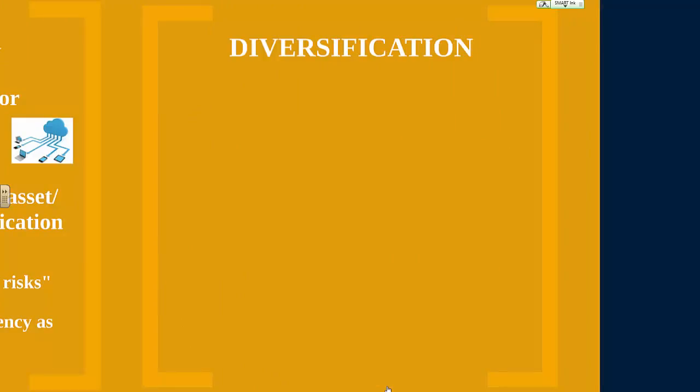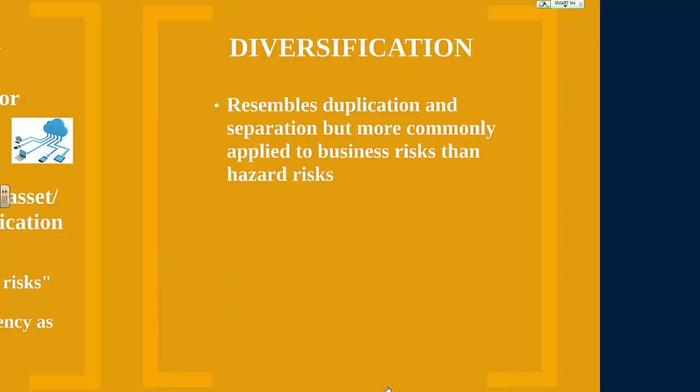Next is diversification. Diversification resembles duplication and separation, but it's more commonly applied to business risks rather than hazard risks. In fact, some things can be diversification and duplication, or diversification and separation. For example, operating at multiple locations could be viewed as duplication or even separation, but the purpose of diversification is making sure that you have separate sources of business income.